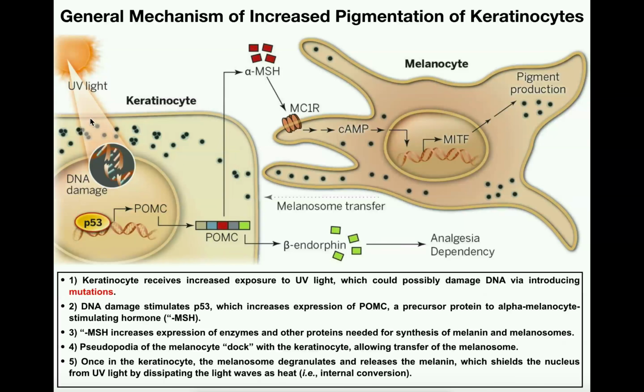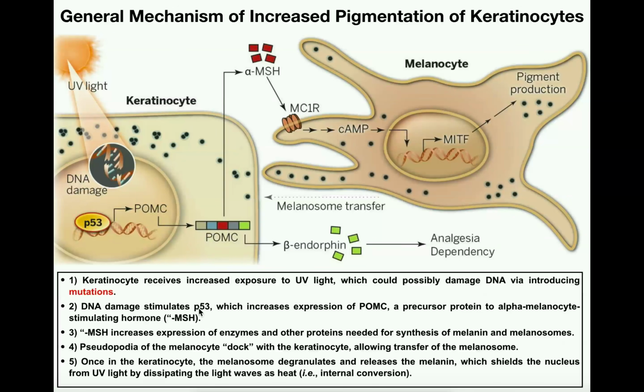But in the stratum basale, there is a nucleus, and those cells are mitotically active. So we have to have a way to protect that underlying DNA. And so if this light from the sun penetrates these cells and hits the DNA, it can cause DNA damage, which we see depicted here in this little circle. Now, when DNA gets damaged, there's a DNA damage response. This is a type of negative feedback. So DNA damage stimulates a protein called P53. P53 is a transcription factor which is induced whenever there's damage to the DNA.